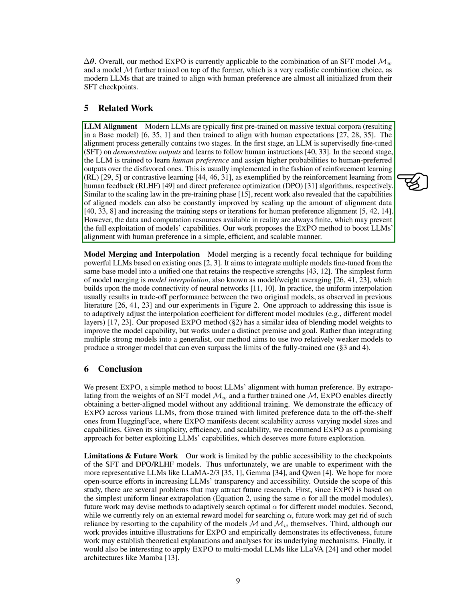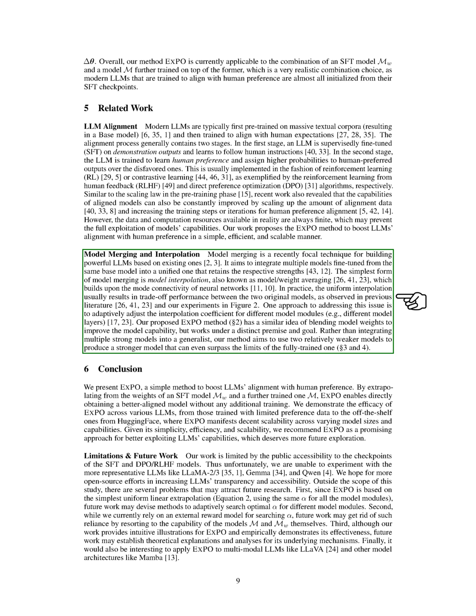LLM alignment. Modern LLMs are initially pre-trained on large textual datasets to create a base model, then fine-tuned to align with human expectations through supervised fine-tuning, SFT, and learning human preferences through reinforcement learning, RL, or contrastive learning. Scaling up alignment data and training iterations can enhance model capabilities, but finite resources may limit full exploitation. Our EXPO method aims to boost LLM alignment with human preferences efficiently and effectively.